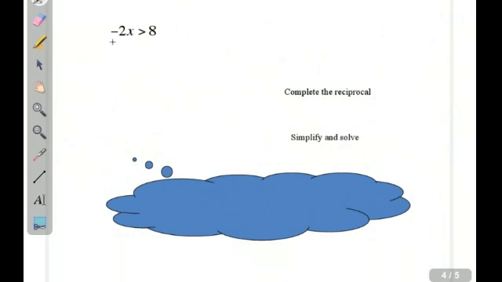We have another problem here. This time, it's a negative value. Negative values are special, and I'll get to that in just a minute. Remember that the negative 2x really means negative 2/1. And the reciprocal of negative 2/1 is negative 1/2. So I'm going to multiply both sides by negative 1/2.